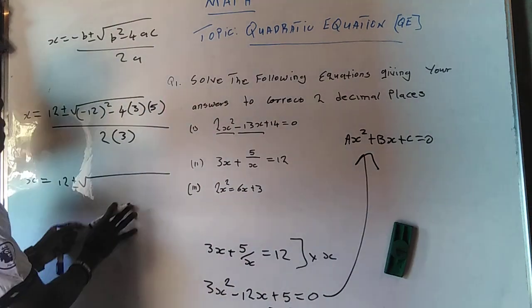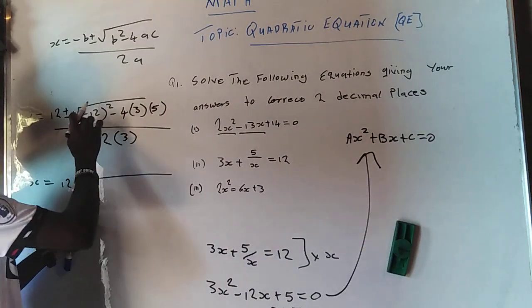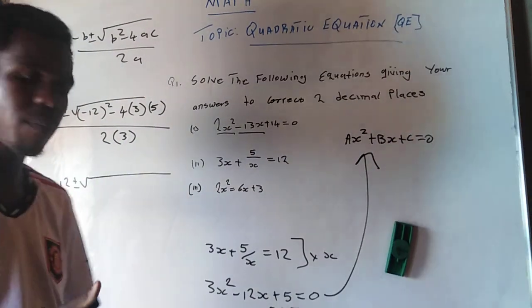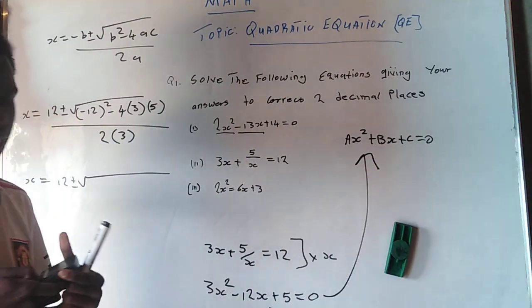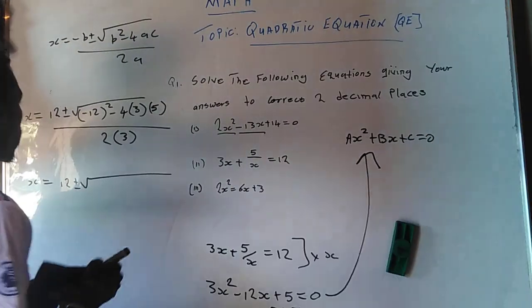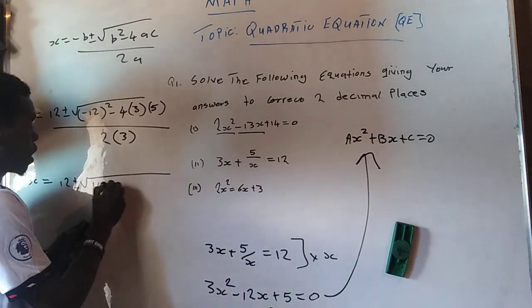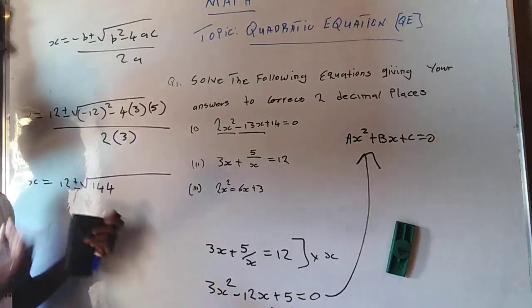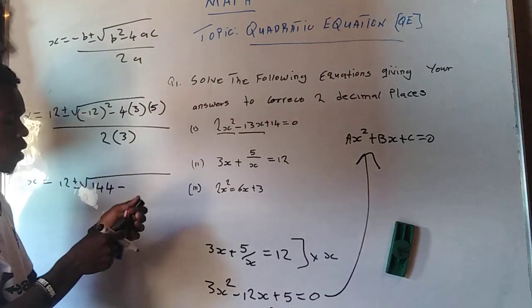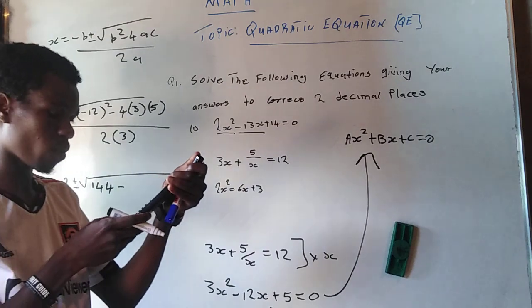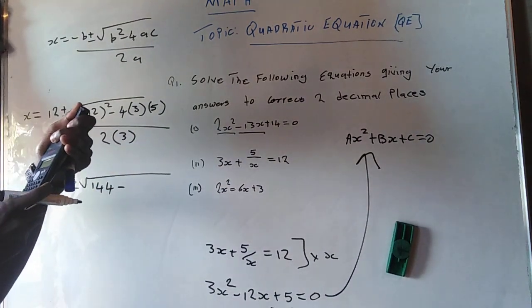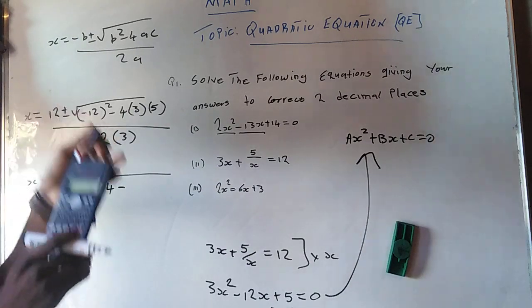Negative 12 squared, what's 12 times 12? You're going to come up with something like 144, if I still remember 12 times 12. Yeah, 144. I guess I have explained the meaning in the first question. Minus 4 times 3, you're going to come up with 12 as well. Yeah, 4 times 3 is 12. 12 times 5, you're going to come up with 60.